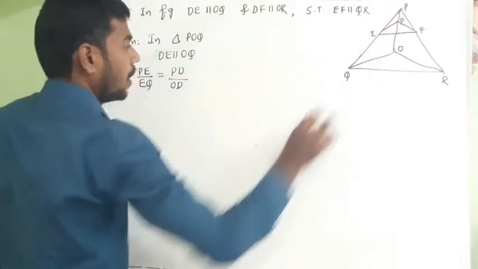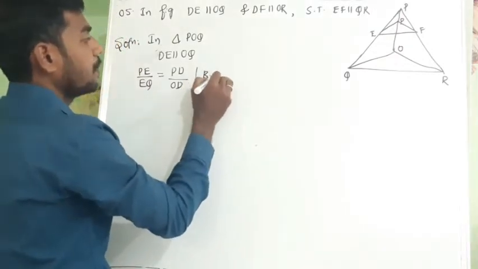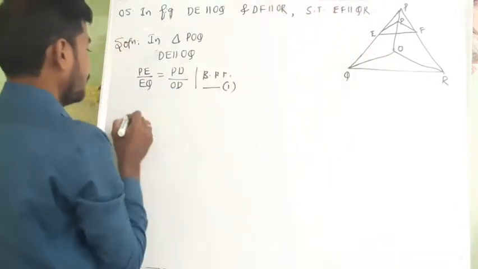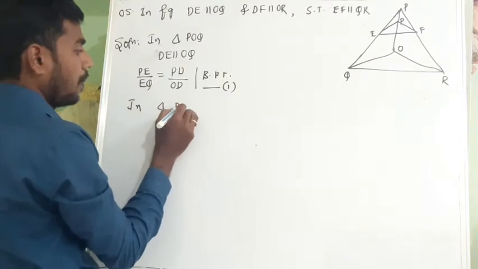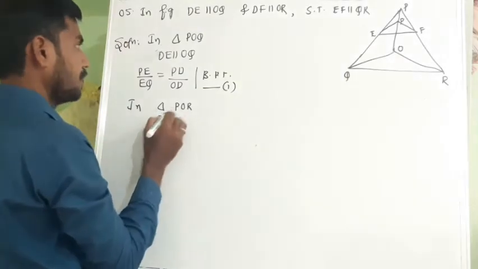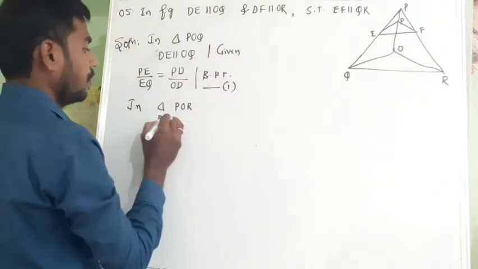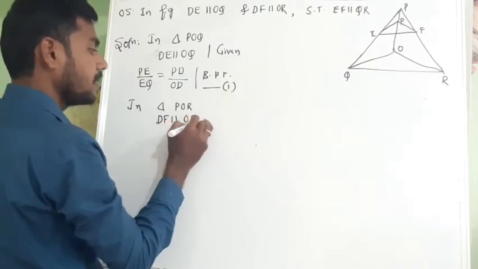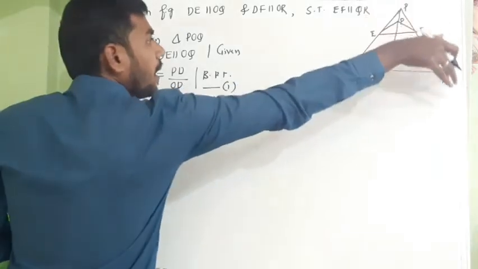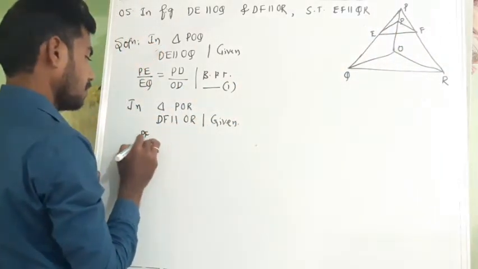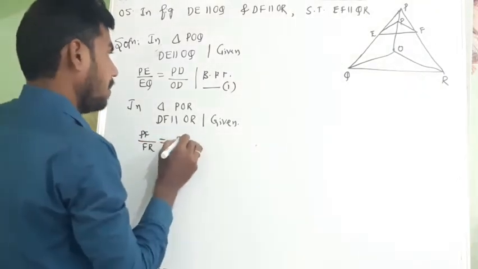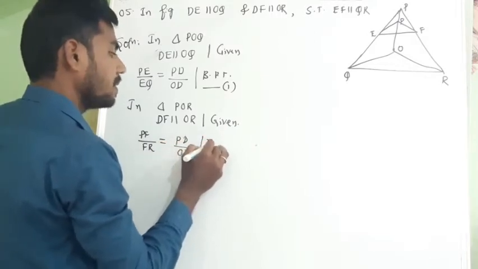This is PD by OD. This is because of the basic proportionality theorem, and I'll call it equation 1. Next, in triangle POR, DF is parallel to OR. This is given. I didn't assume it, it is given. So because of that, PF by FR is equal to PD by OD. Why? Because of the basic proportionality theorem.